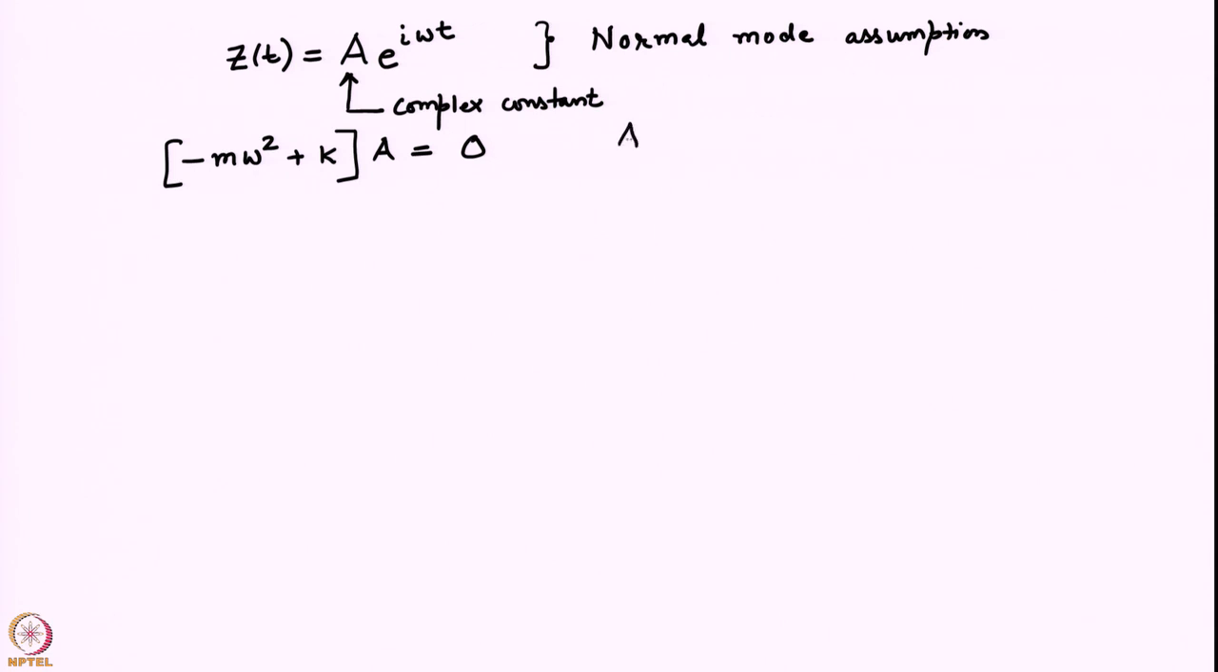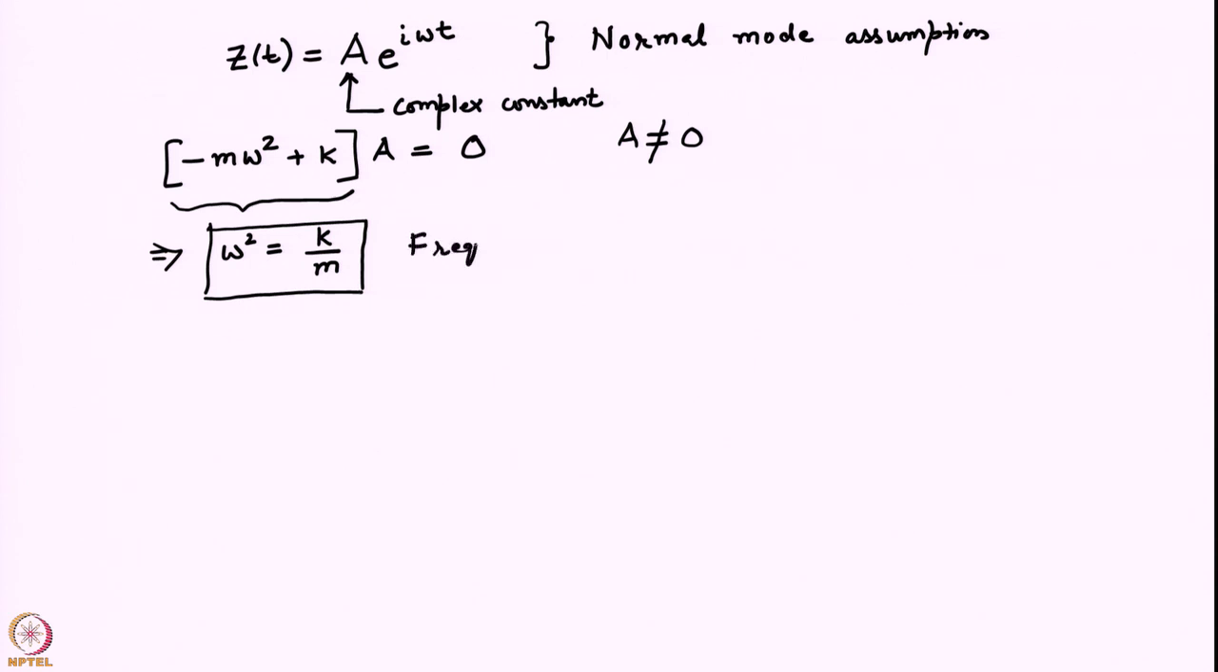Now clearly we are not interested in the solution A equal to 0. So we would rather have A not equal to 0, because A equal to 0 is a trivial solution where the mass does not oscillate at all. So then the only other option is to set this part to 0, and this tells us the frequency of oscillation in terms of the physical parameters of the system, the spring constant k and the mass m. So this is the frequency of vibration of the system.